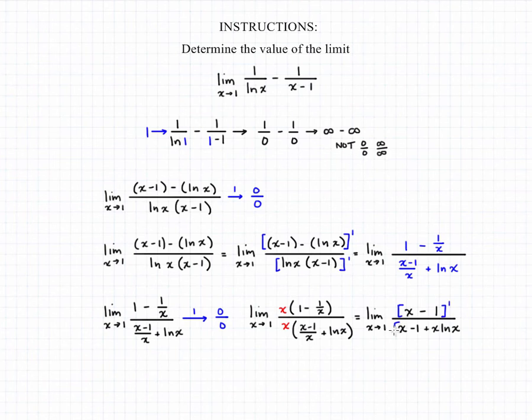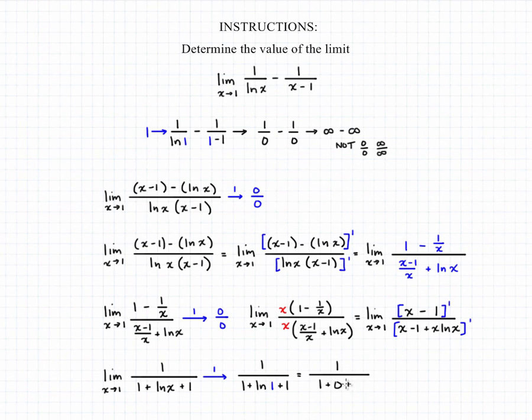And if we take the derivative of our numerator and denominator, we're going to get a new limit, and that's going to be the limit as x approaches 1 of 1 over 1 plus the natural log of x plus 1. And now, if we use direct substitution and plug in 1 for x, we're going to end up with 1 over 1 plus the natural log of 1 plus 1. And the natural log of 1 is just 0, so this gives us 1 over 1 plus 0 plus 1, or the final answer to our limit, which is 1/2.